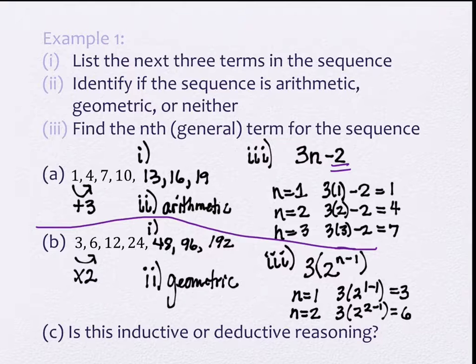Now, here's the question. We had 2 types of reasonings. Flip back and read them. Is this inductive or is this deductive reasoning? Look back at the definitions and see what you think it is.